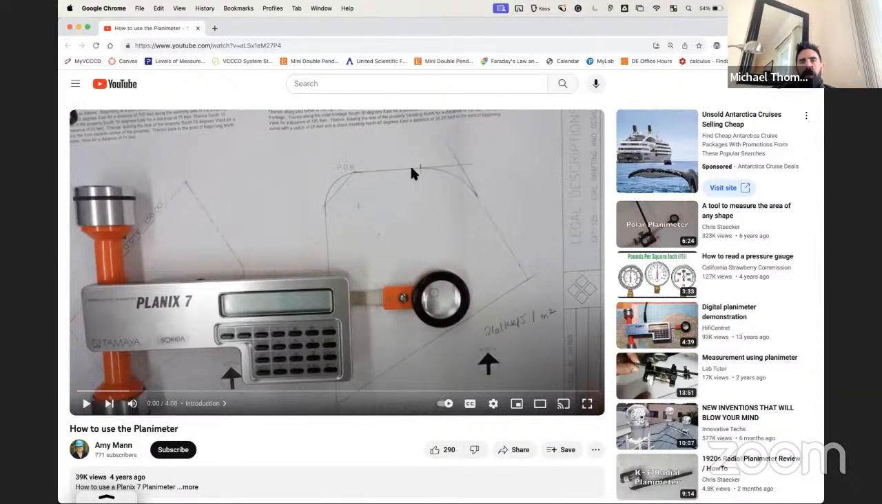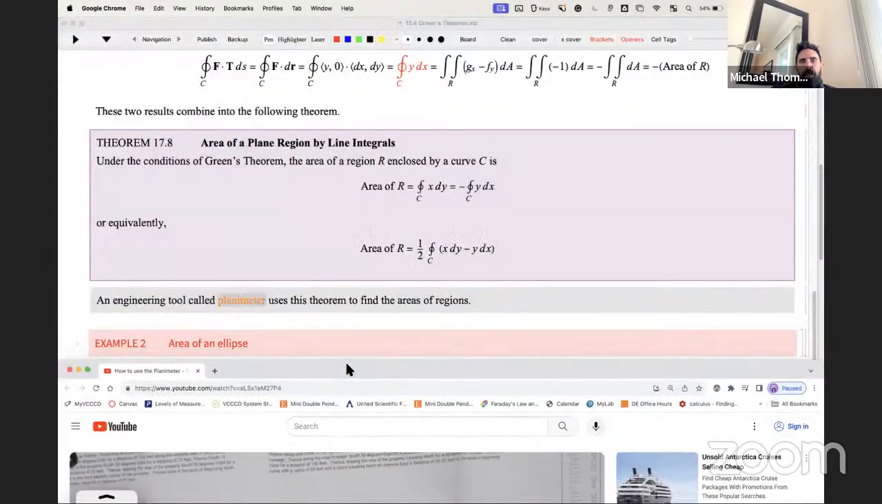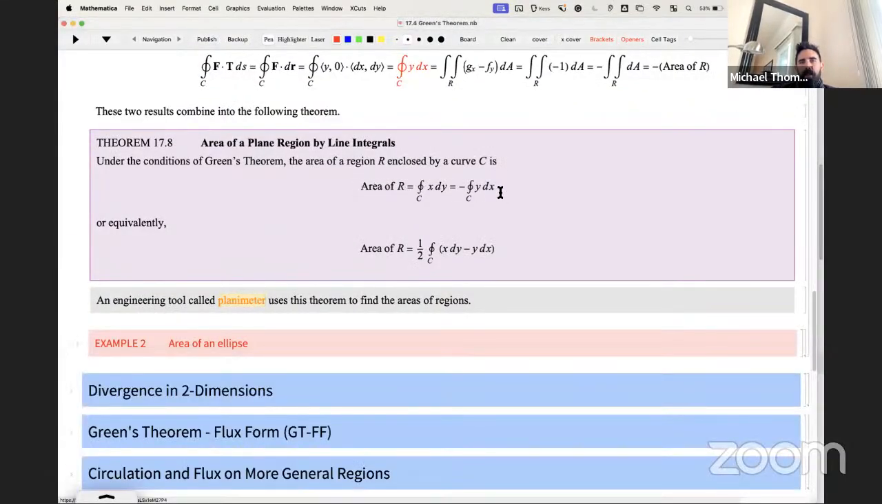So if you look at this region, that's a simply connected region. And if you take this little magnifying glass, see that little dot, and you follow the dot in the counterclockwise direction along the edge, this thing uses Green's theorem, basically uses these guys, to find the area of the region. So if you're interested, you could watch that video and see how it's done.